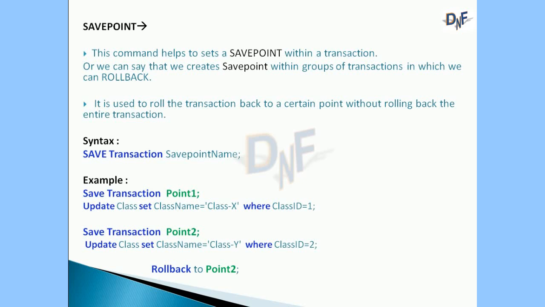Before that, if I'm not using the save point and I'm using a plain rollback, then it will roll back the entire transaction, and by using the save point, it rolls back only a particular part of your transaction. So let's understand these things with a live example.